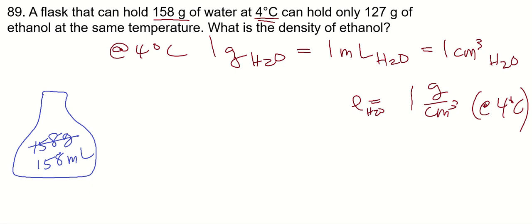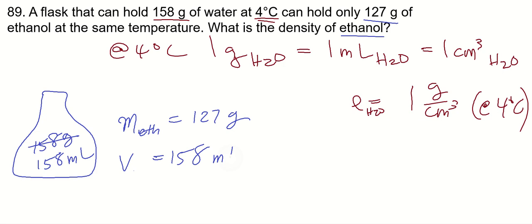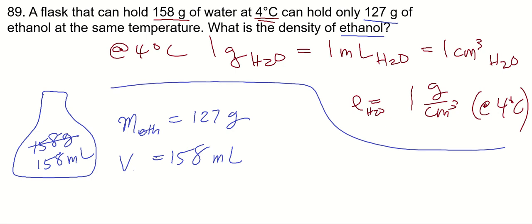In this case, we're going to put ethanol in there. The mass of ethanol is given to us: mass of ethanol equals 127 grams. We know the volume is going to be 158 milliliters because we just figured that out earlier. So we have the grams of ethanol and the volume of ethanol, and for anything we put in that flask we can get the density. That's what the question is asking for.